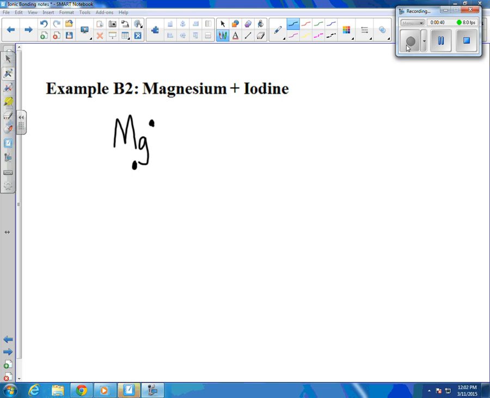Okay, so I draw magnesium, and then I draw iodine. How many valence electrons does iodine have? 7. 1, 2, 3, 4, 5, 6, 7. Okay, so no surprise here. Iodine wants one of those electrons. And magnesium is like, I don't want them. Here, take them. So the first thing that's going to happen is iodine is going to gain an electron.